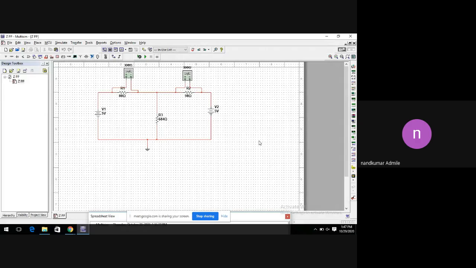So what is the condition to calculate the value of I1? Now listen carefully. To calculate the value of I1, we consider only the voltage source V1. And what about V2? We make V2 an open circuit. So whatever the voltage source V2, we have to make V2 an open circuit. So we can remove the voltage source V2.